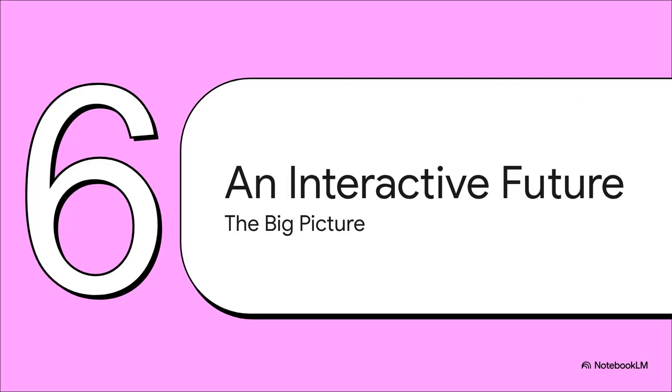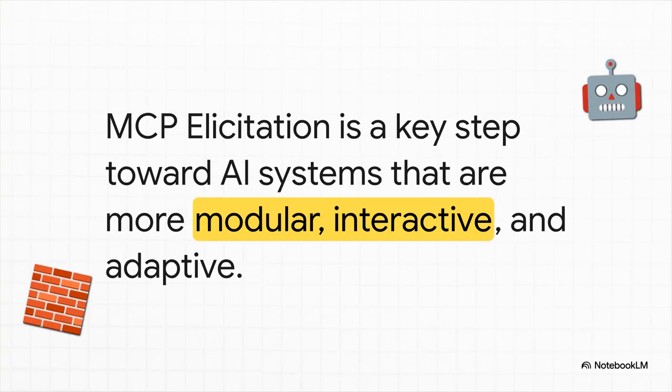So, when you put all of this together, the polite conversation, the real-world uses, the built-in safeguards, you can start to see the big picture. This is about more than just one cool feature. It's about a fundamental shift in how we're going to interact with AI. Really, MCP elicitation is a foundational piece for a future where our AI tools are way more modular, more interactive, and can adapt to situations in real time.